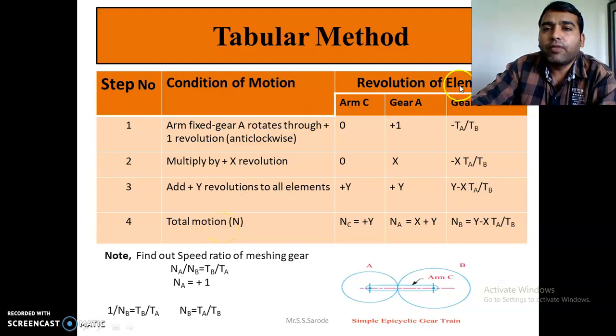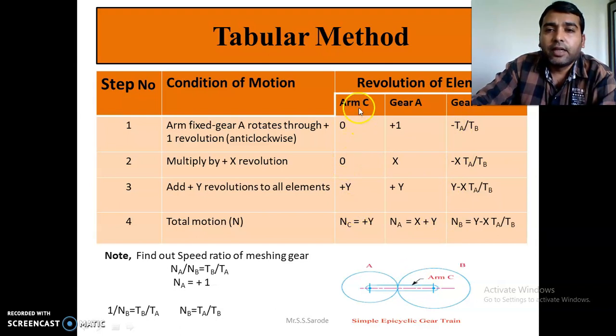Revolution of element means how many elements revolve in the given epicyclic gear train. So here gear A is rotated, arm C is also rotated and gear B is also rotated. That's why we start from arm C, then input gear A and output gear B. If some figures give an intermediate gear, we also plot it in sequential format.